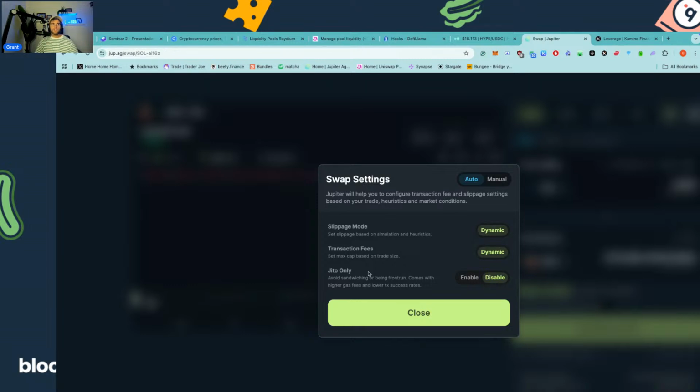And then you can go GTO only, or you can disable GTO. So basically what that means, as it says here, avoid sandwiching or being front run comes with higher gas fees and lower transaction success, right? So as I said, there's always a compromise if you want different settings for different outcomes, right? If I was going in with that large size trade, 1,000 sol, I definitely want GTO only.